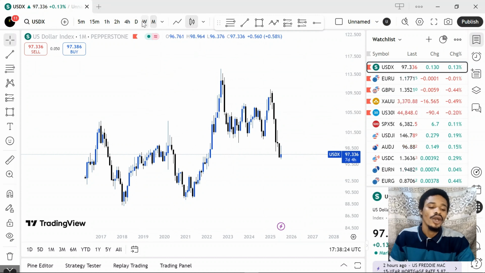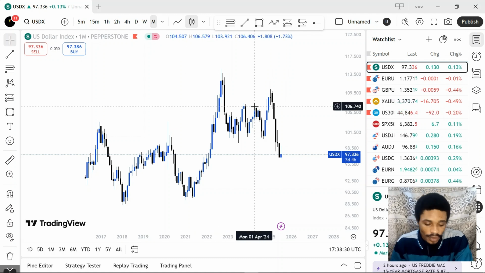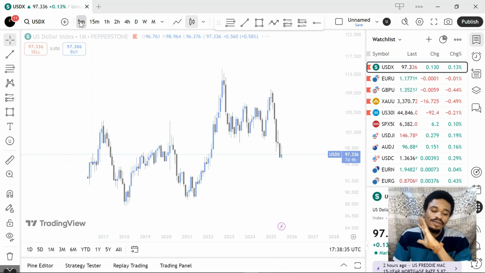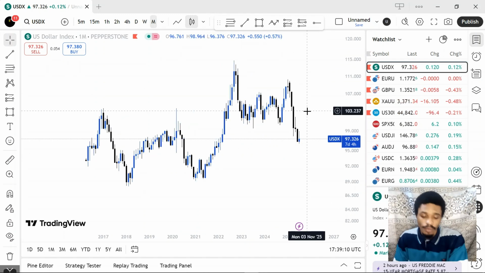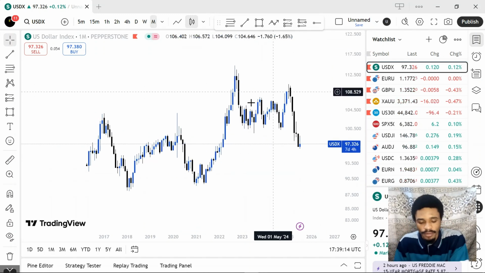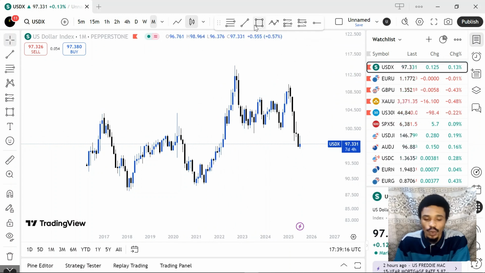And if you see on my screen here, I am currently on the monthly time frame. The first thing is to analyze from the monthly time frame all the way down to 5 minutes. So the best thing is to definitely start analyzing from that time frame. So here is the best way to do your analysis.